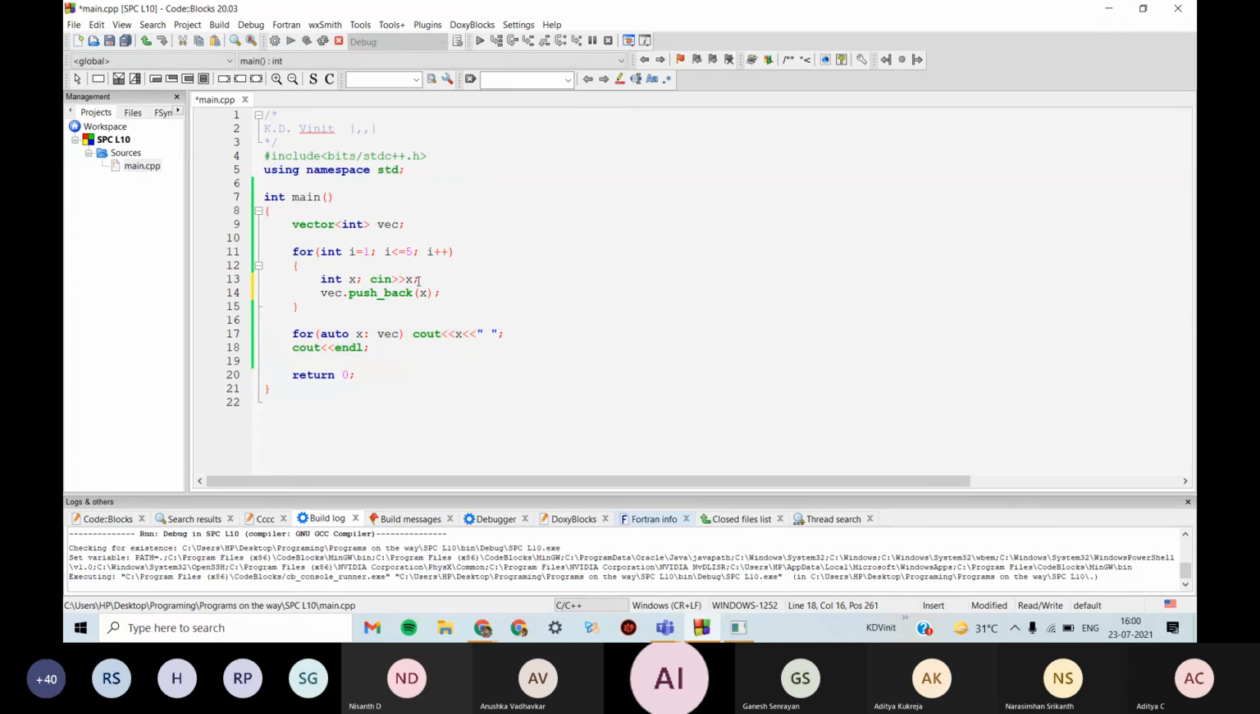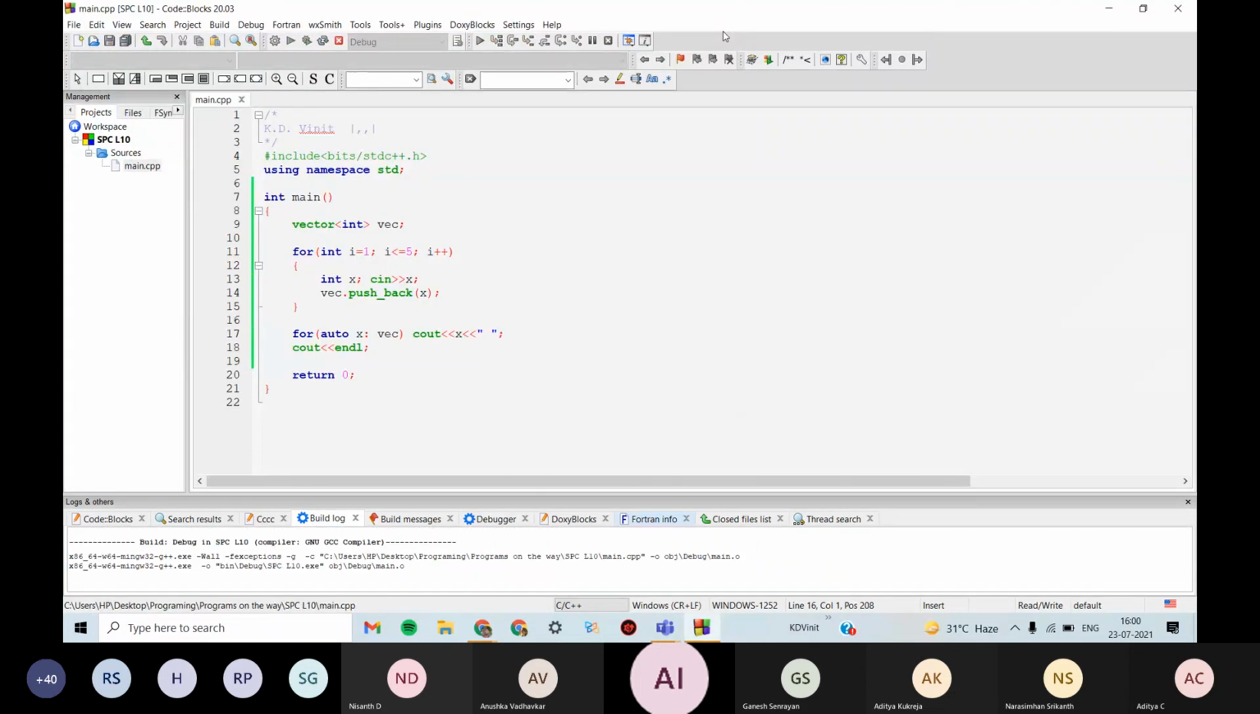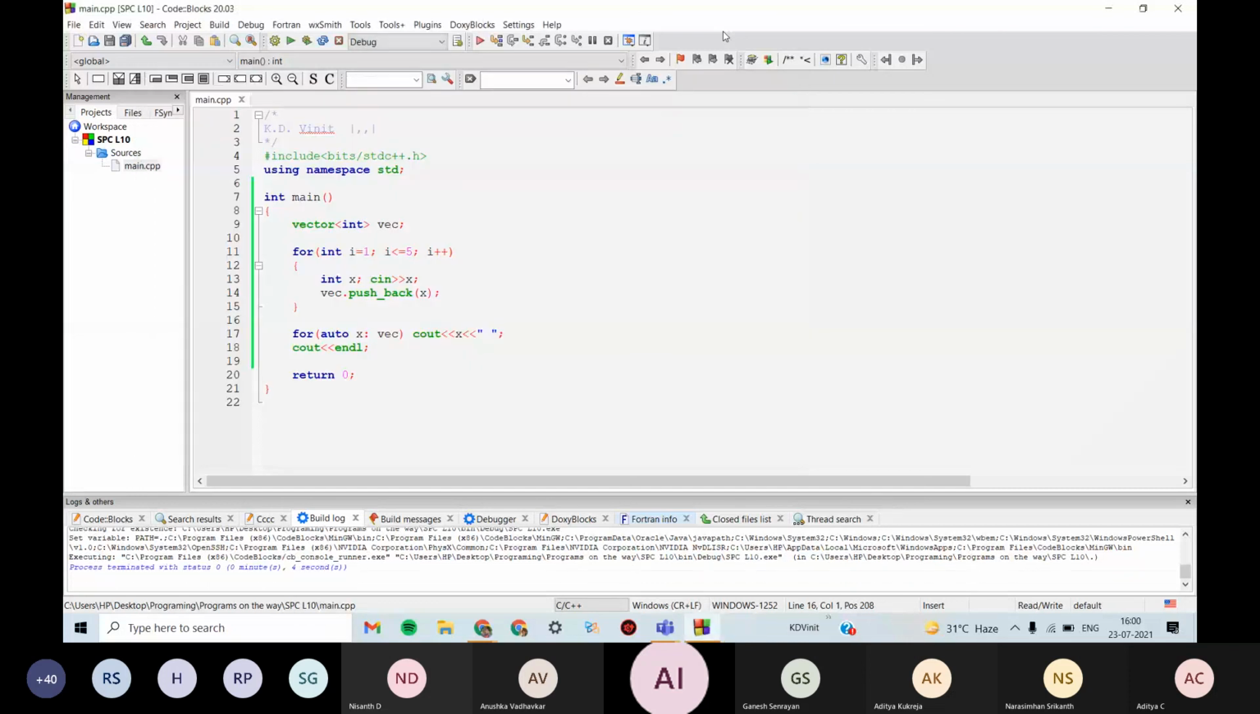Let me just try it out. I will give 1, 2, 3, 4, 5. So yeah, it outputted all the 5 elements. So this is just a simple thing associated with vectors. There are a lot of other functions as well which this offers.